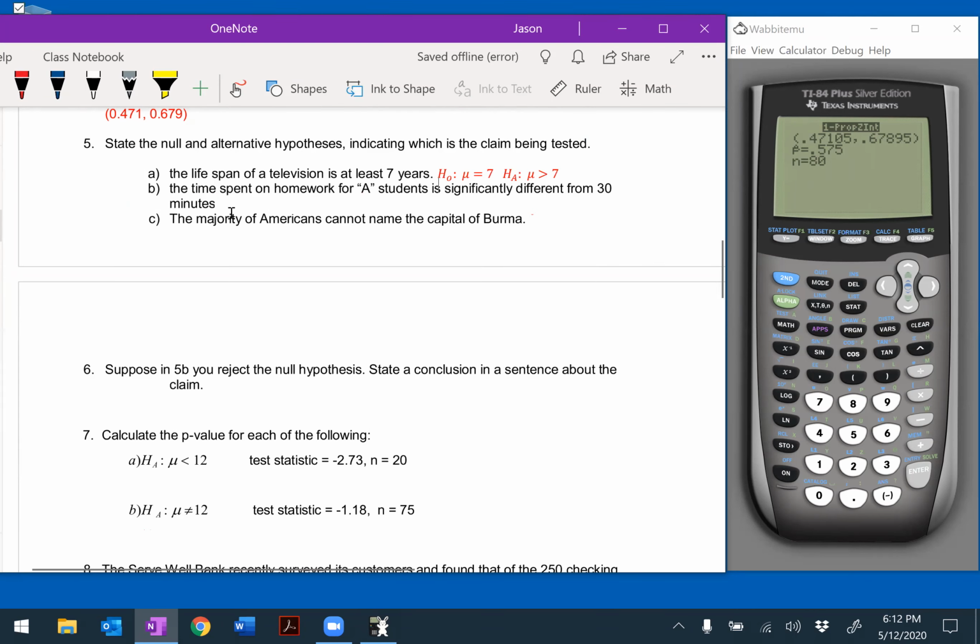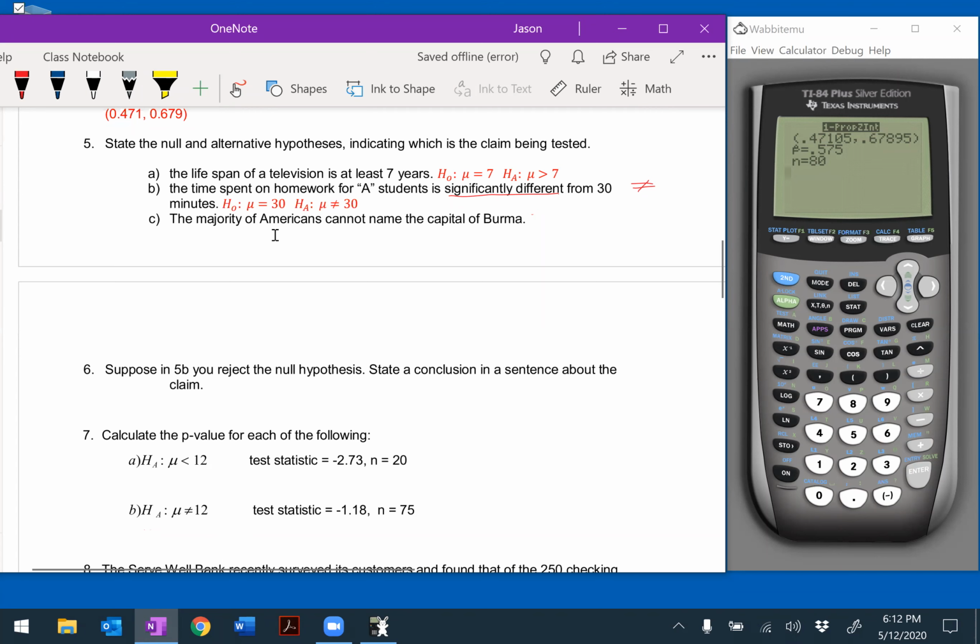Okay, it's significantly different. So significantly different, that's going to be a not equal to symbol. So that's going to be mu again. Mu equal to 30 is going to be my null. Not equal to 30 is going to be my alternative.